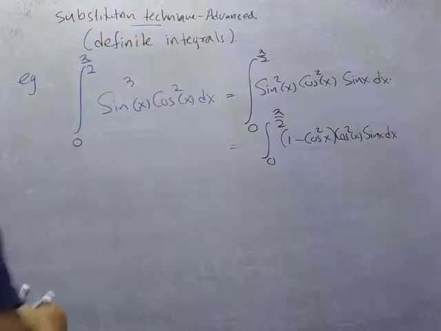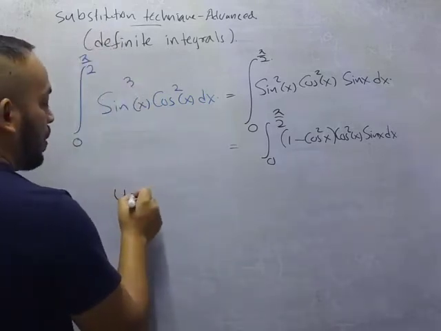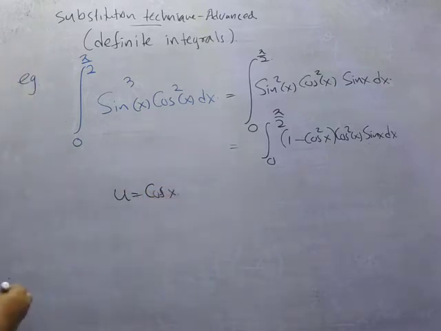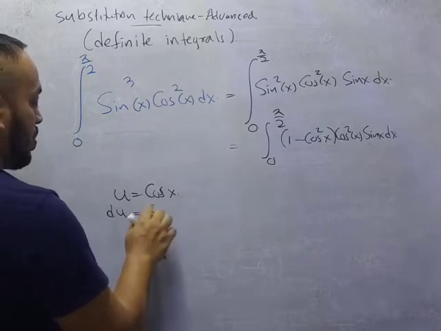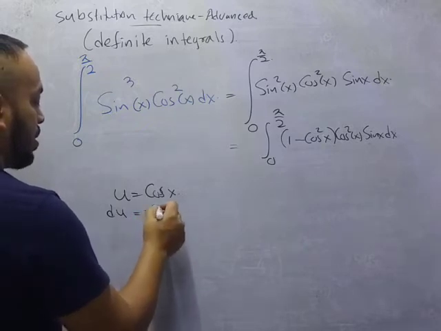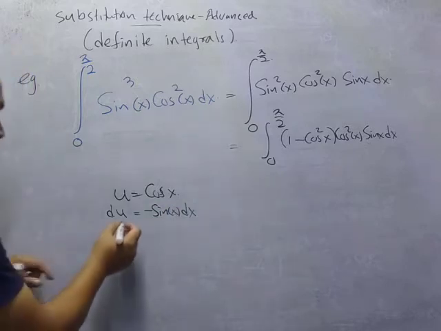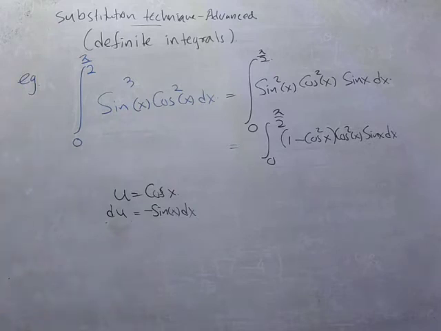Now we'll make the substitution. What substitution do we use? We use the substitution u equals cos x. Then du equals minus sin x dx. So du by dx is actually minus sin x. I cross multiply it and write it here. Then I have to change the limits as well.